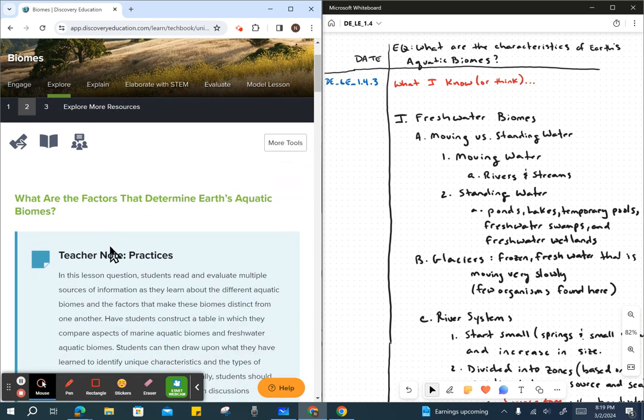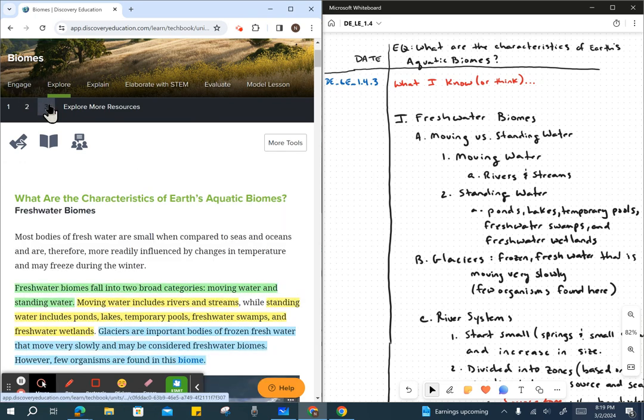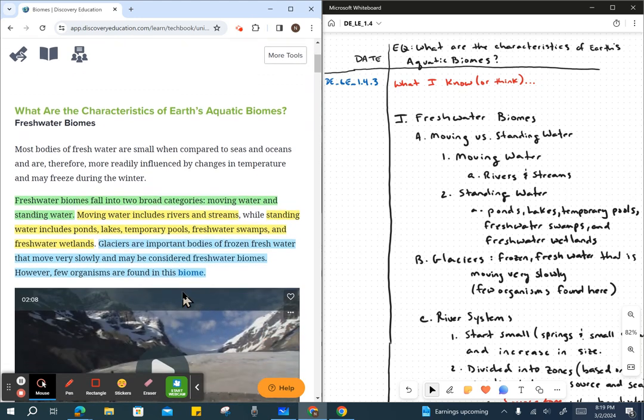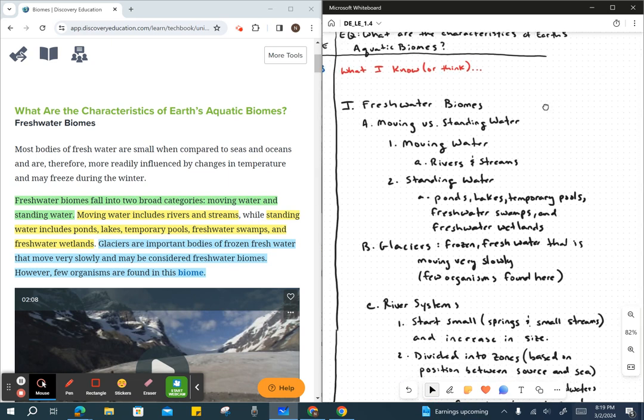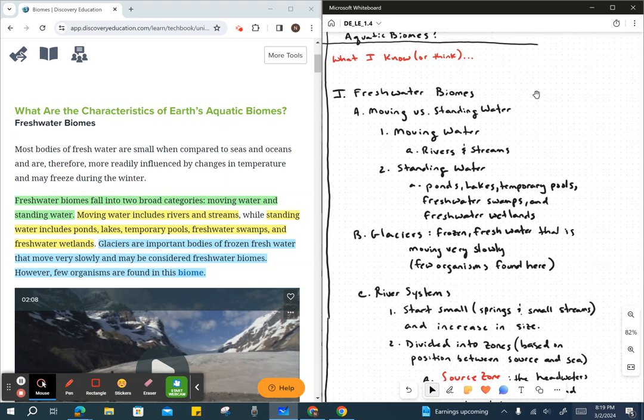If you recall from Explore number 2, our notes were all about the factors that determine Earth's aquatic biomes. So we're going to build on that, and talk about the characteristics now. Pause your video and write down what you know. Hopefully you took a moment to pause your video and write down what you knew.